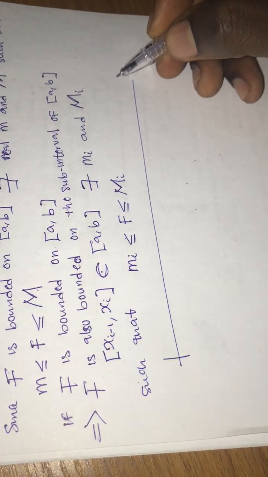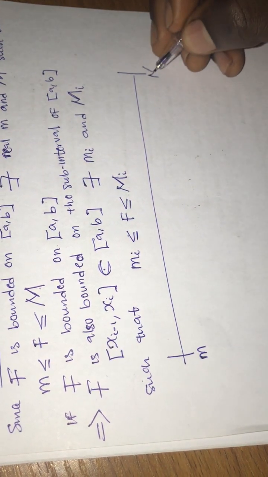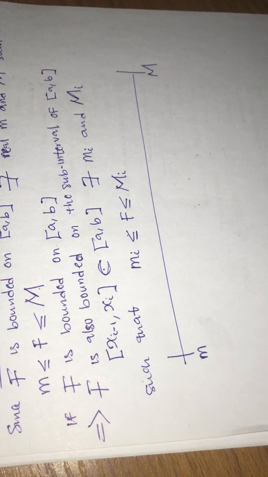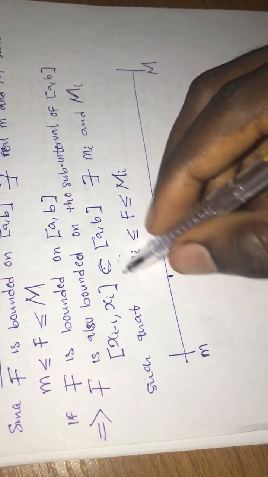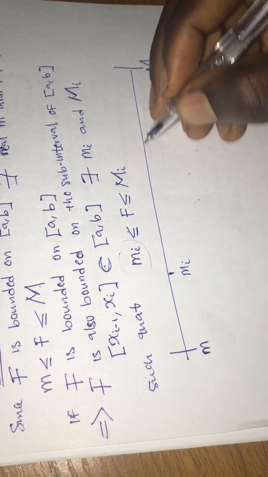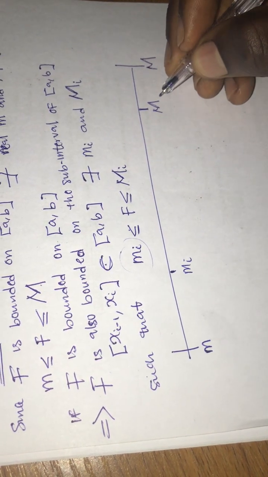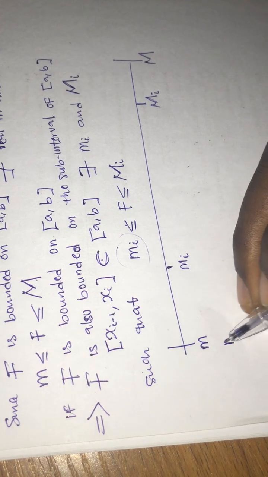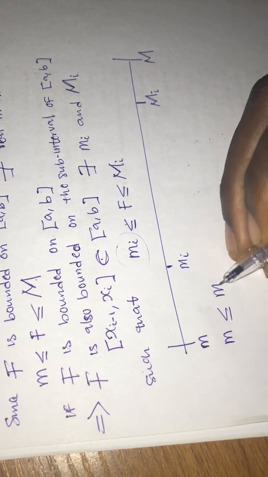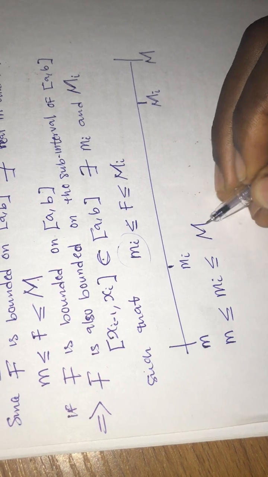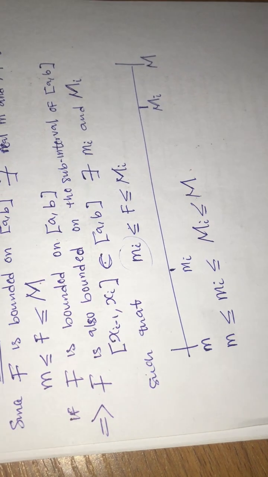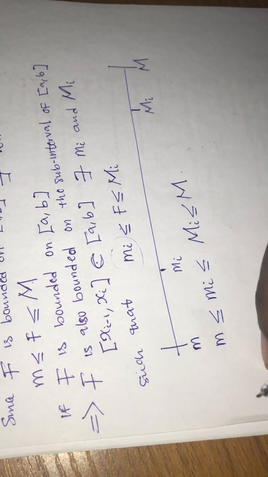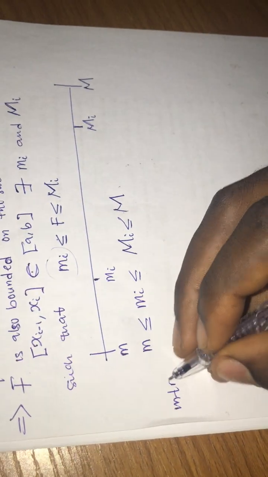Now, from the assumption that I gave, let's have this number line. This is our [m, M], the main boundary, which f is bounded on. If you now have the subinterval, this is representing the subinterval. It is always within what? Our main interval. Now we can see that m is less or equals to m_i, less or equals to M_i, less or equals to M.